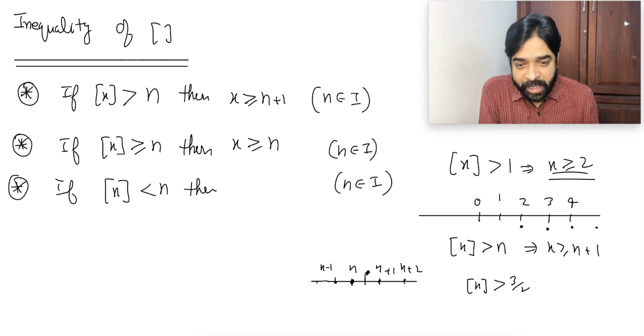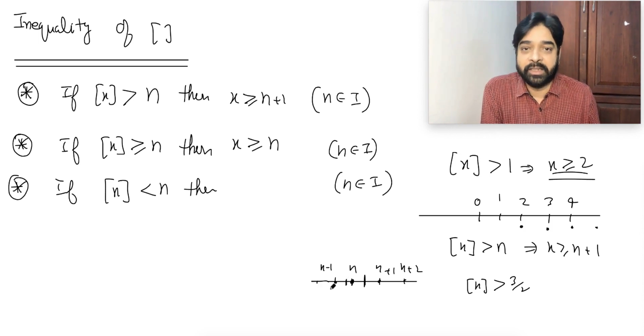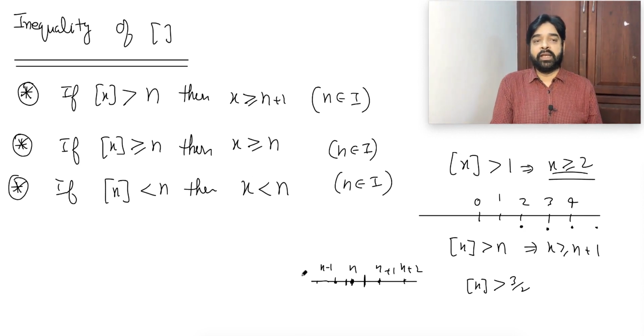Is it possible for x to be here? No. Otherwise the greatest integer of x will become what? n. Is it possible for x to be on n? No. Otherwise the greatest integer of x will become n. Is it possible for x to be here? Yes. Then the greatest integer of x will become n minus 1, and that is accepted. So we'll say x will be less than n. Did you understand, everybody?